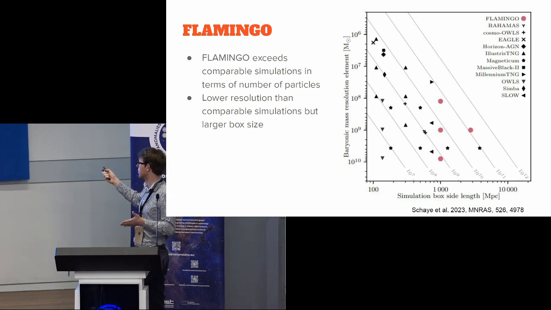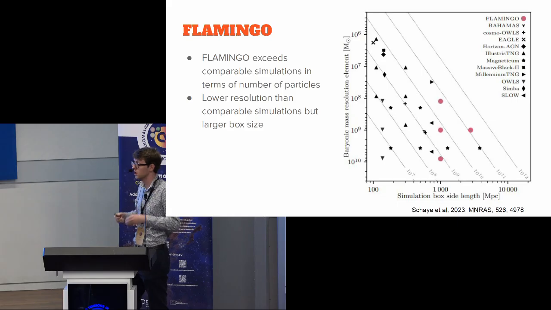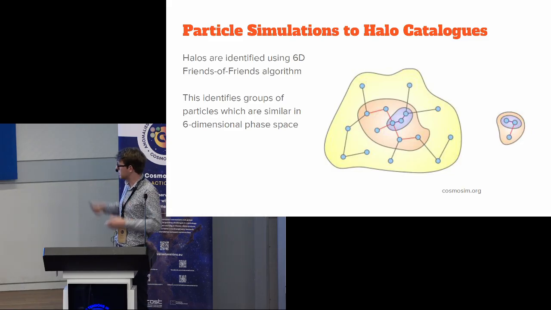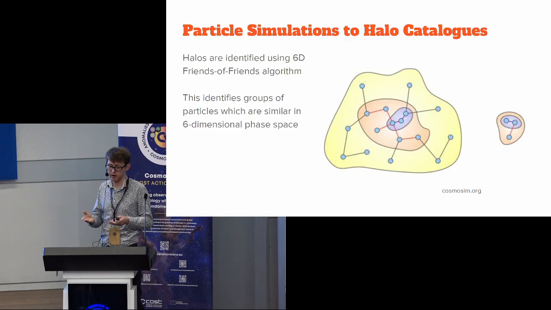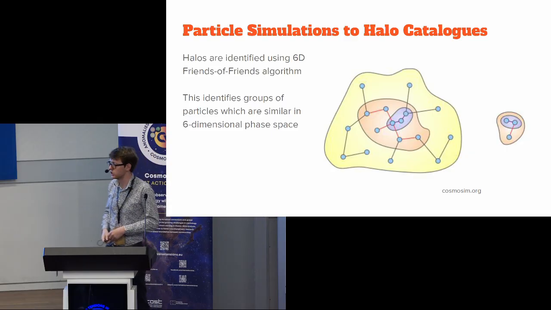Before what I do, you need to go from these simulations, which are just a collection of particles, to a catalogue of halos. And that work has already been done, thankfully. That's done by a 6D friends-of-friends algorithm, looking in 6-dimensional phase space, so 3 positional dimensions and 3 velocity dimensions, and looking at which particles are most similar to each other. You can effectively form groups based on that. And you can have groups within groups, as this toy example shows.